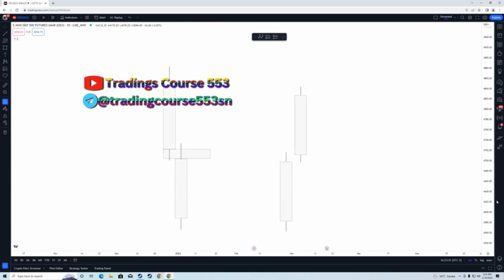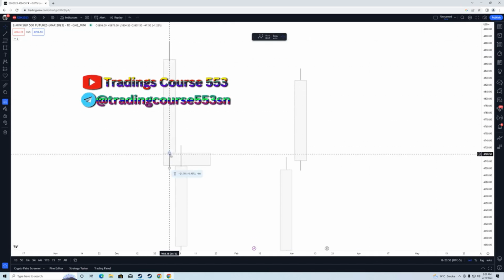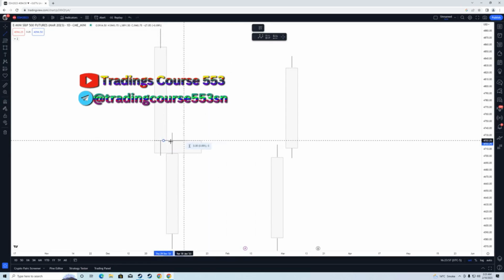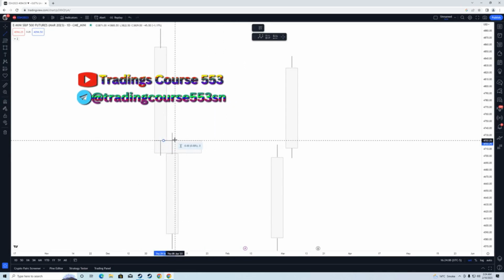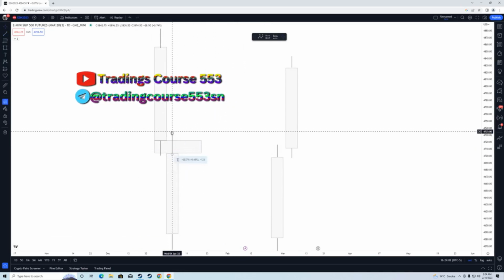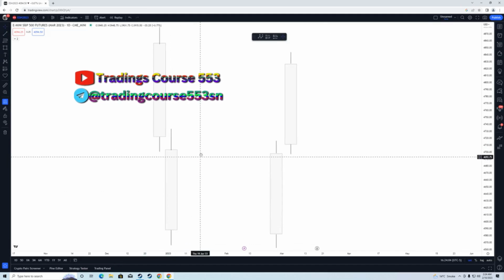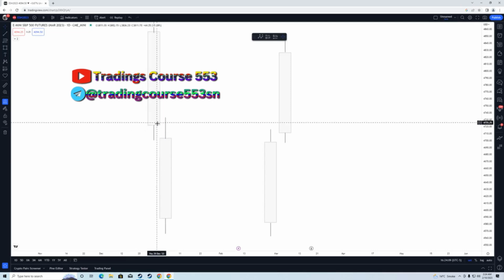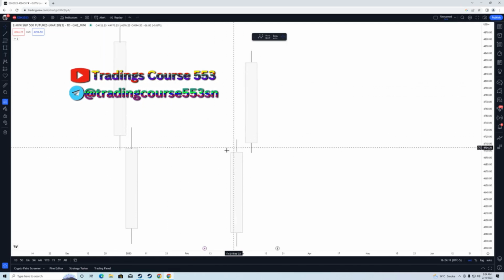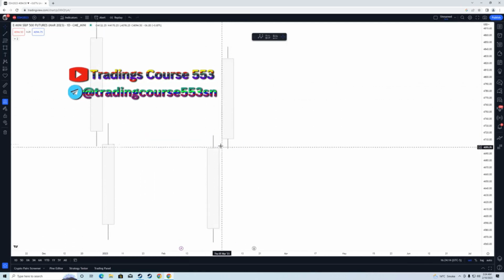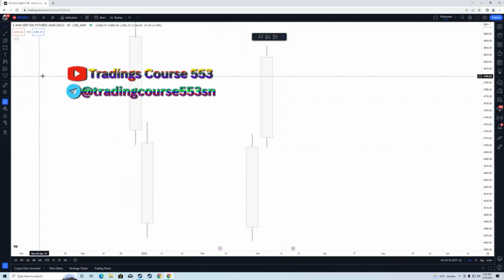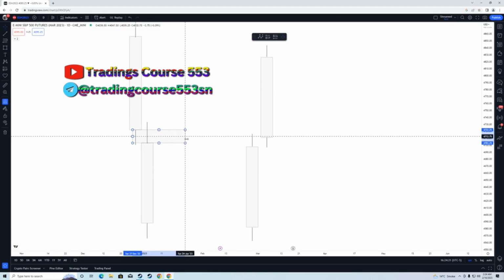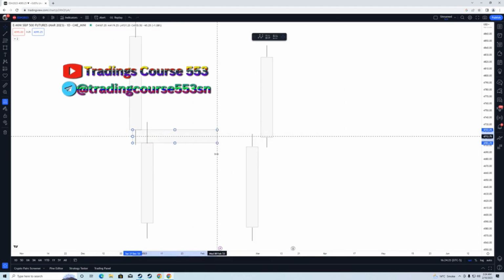You can see this down candle closed here, and normally what would happen is the next candle would open from the closing price of the previous candle. But when this happens, the next candle opens below the closing price of the previous candle or above the closing price of the previous candle. The gap between the opening and close is what you call volume imbalance.